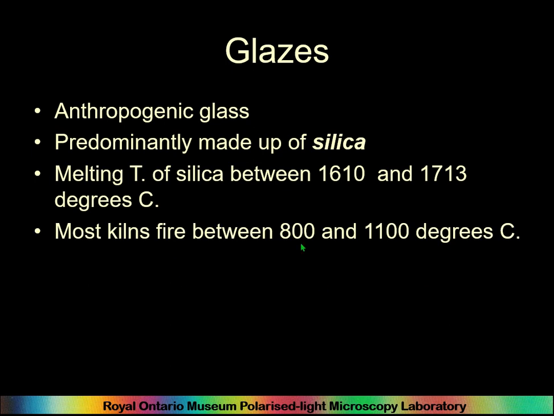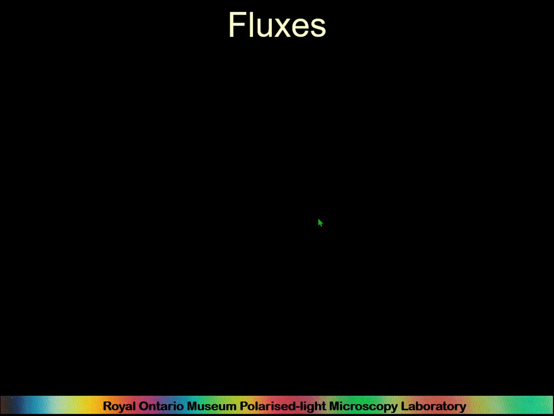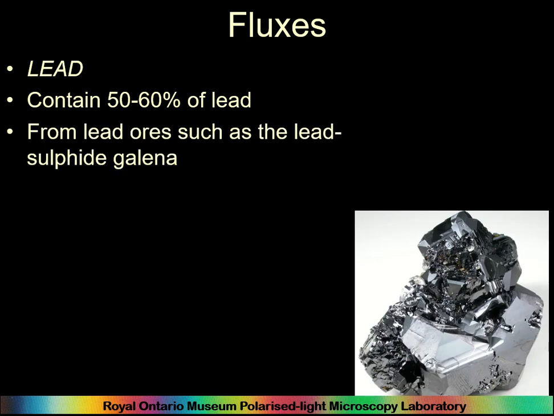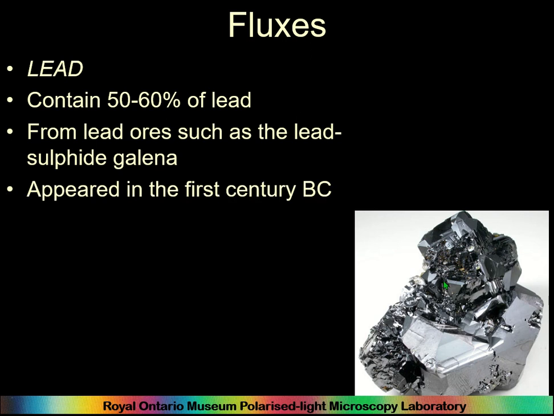Oh yeah, there's the firing temperatures. Some kilns can go higher than that, like 1200 degrees centigrade for porcelain, but the Middle Eastern kilns are very unlikely to get that high. So you require a flux to enable the quartz, the silica, to melt at a lower temperature. So the fluxes we get in the Middle East, lead is very important. So the glaze will contain 50 to 60% of lead, like galena, lead sulfide.